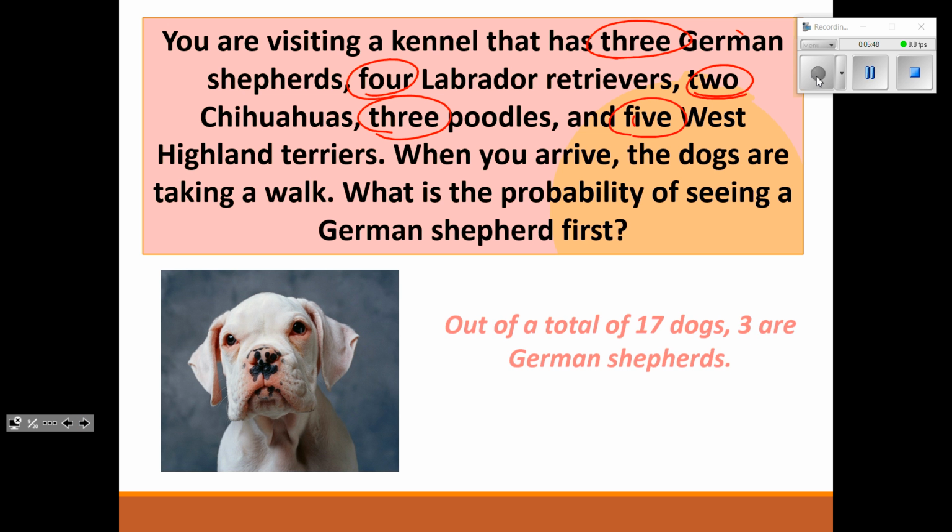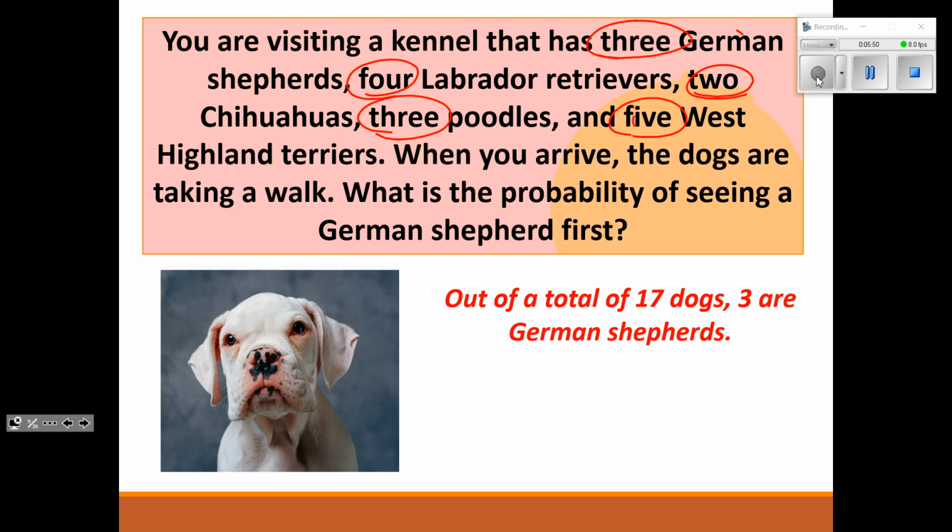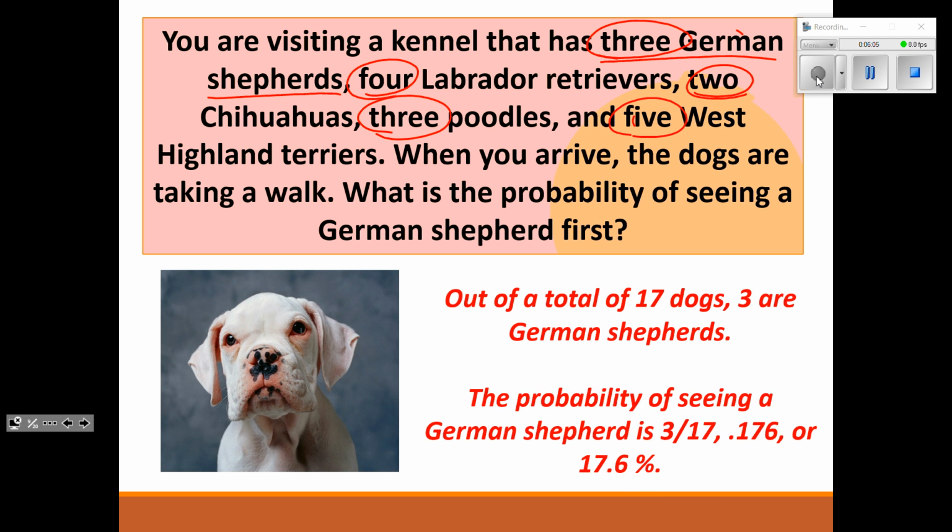So I think that is 17 dogs. So that is the bottom number of our ratio. And then it talks about the probability of seeing a German Shepherd. And a German Shepherd was 3, so 3 goes on the top. So we have 3 to 17 as our probability. And 3 to 17 as a percent is 17 6/10%. 3 divided by 17.